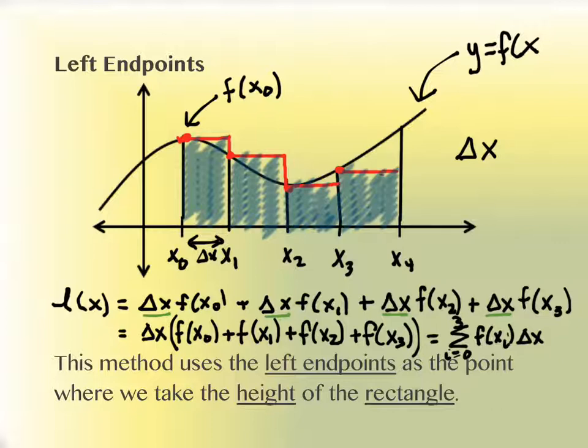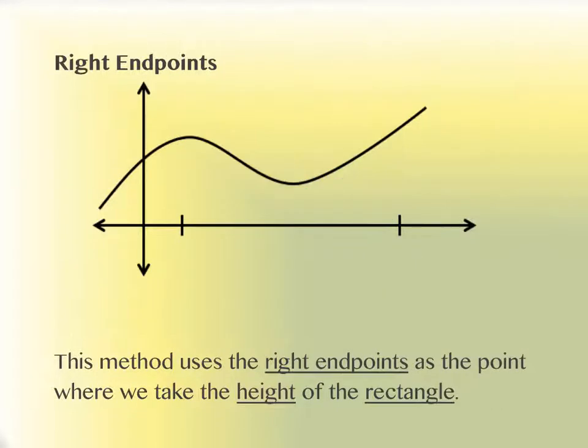So this is what we're doing when we're finding leftmost endpoints. Is everybody okay with that one? Well, there's nothing special about the leftmost endpoints, right? Why don't we do it with right endpoints? That's another way of doing this. The image looks very much the same.